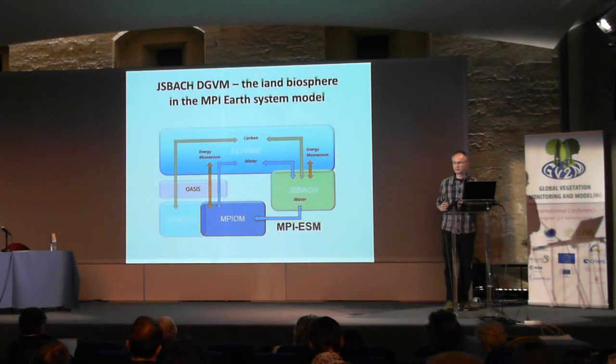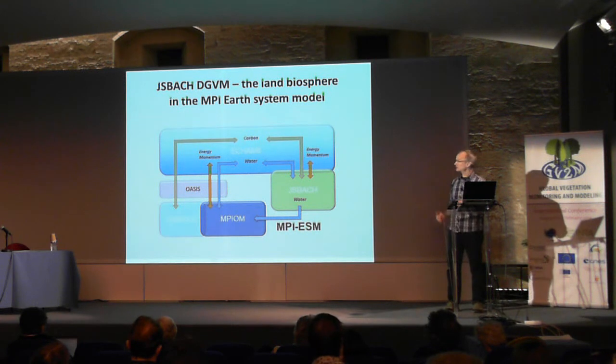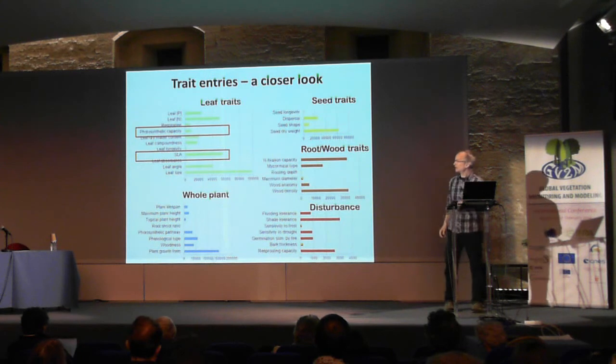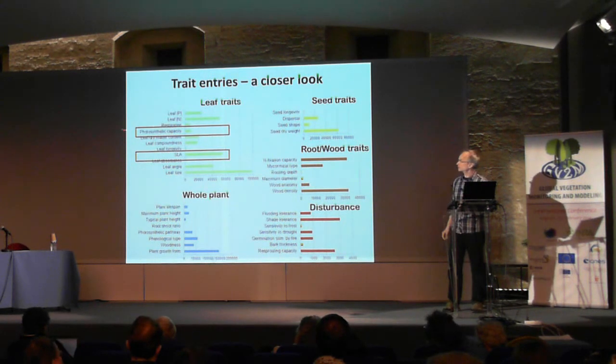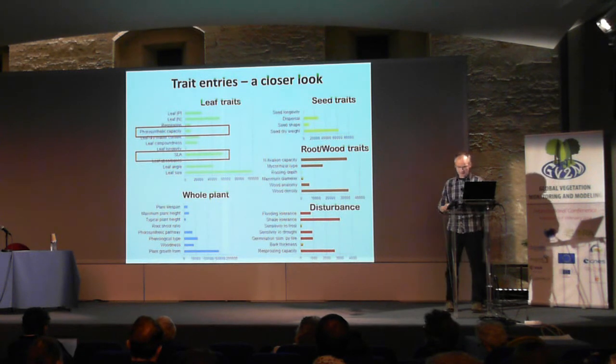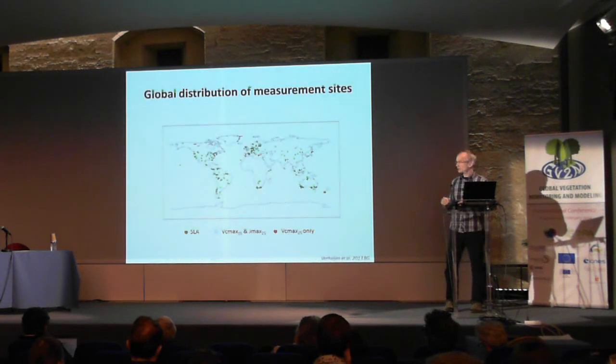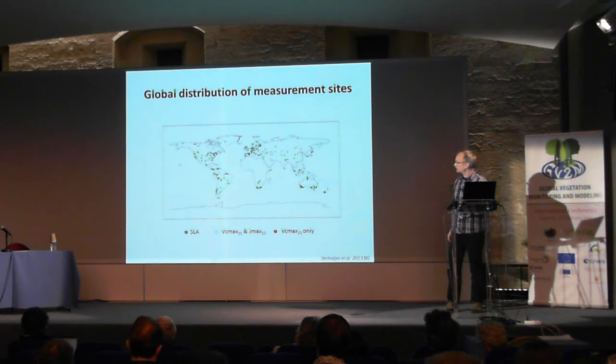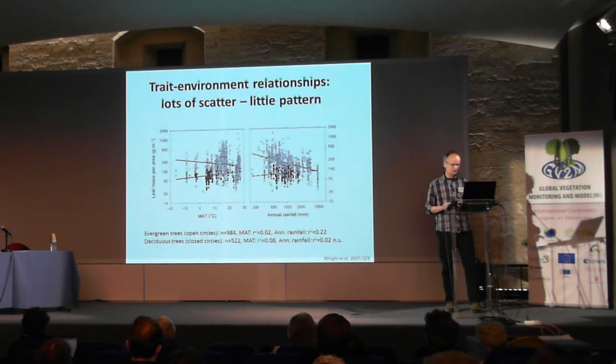So in this context we use the JSBACH model, which is the land representation in the Max-Planck Earth System model. Two of the relevant traits were varied with climate, then within PFT and with climate. If you look at the global distribution of measurement sites, it looks nice, especially for SLA. For Vcmax, photosynthetic capacity and Jmax, there are not so many dots.